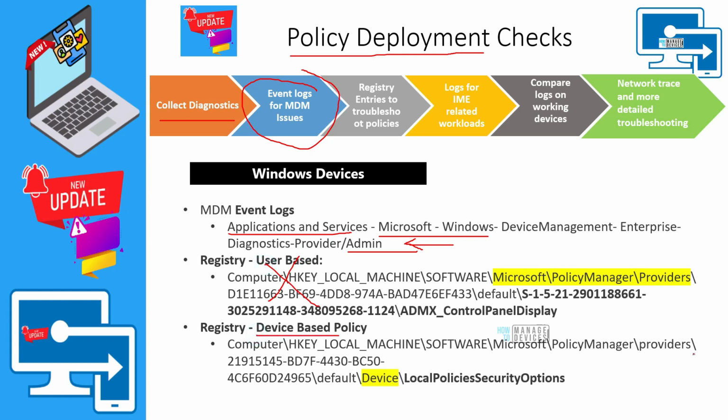And under providers, if you go to the provider over here, this is a unique provider for my scenario. For your device, it will be different. You can get this information from event logs actually, which is a SID for the provider. Then go to default, then device. It won't be local policy security options in this scenario. It will be update. So we will see that in the demo. Now let's go to the demo and check it out.